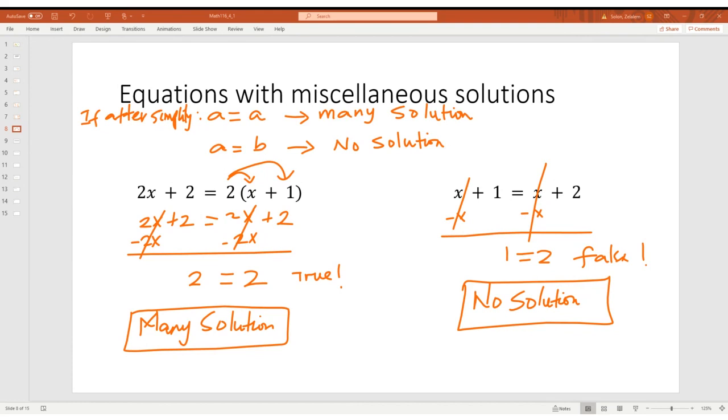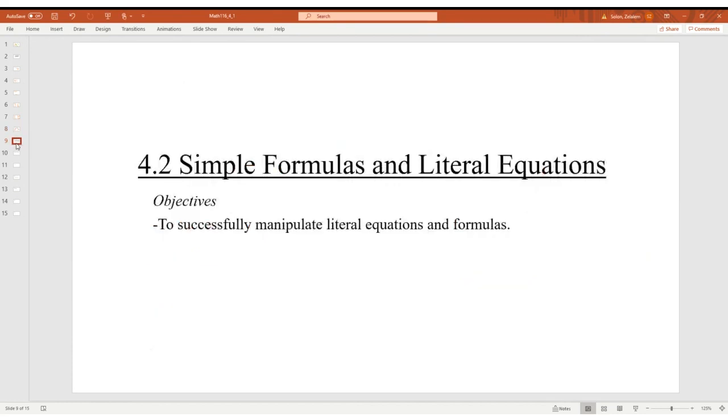Topic. Let's move to something called literal equations and formulas. How to solve literal equations and formulas. So 4.2 is the simple formulas and literal equations. Our objective is to successfully manipulate and move around literal equations and solve for one of the variables. Literal equations are equations with more than one variable. So write down the objective and I'll give you the definition.